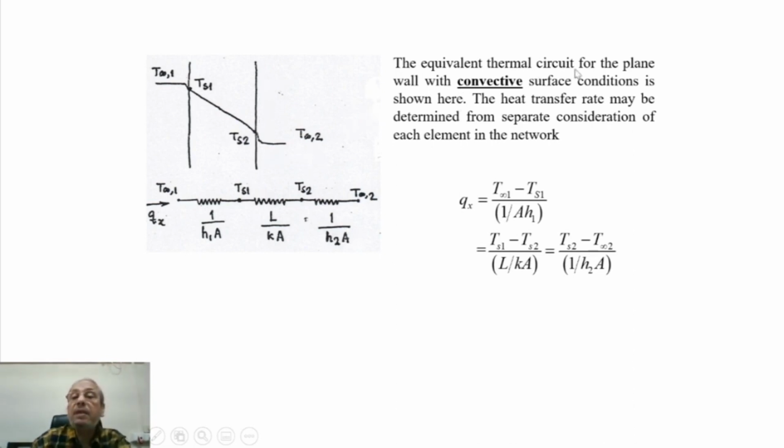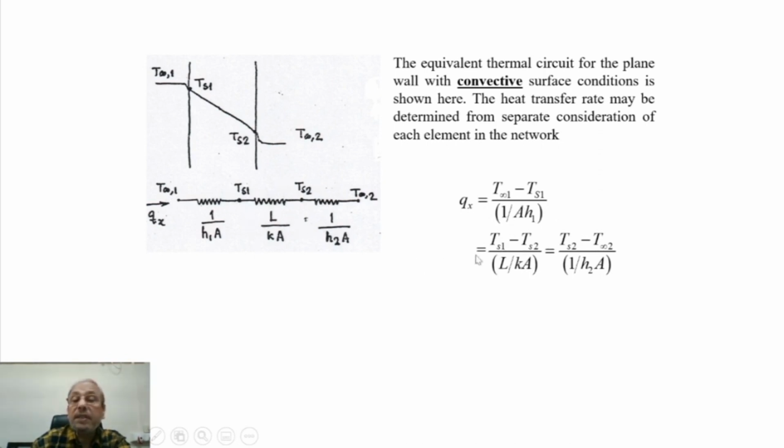The equivalent thermal circuit for the plane wall with convective surface conditions is shown here. The heat transfer rate may be determined from separate consideration of each element in the network. So Qx can be written as T infinity 1 minus Ts1 divided by 1 by Ah1, as we said. This is between T infinity 1 and Ts1. This is the resistance. This is equal to Ts1 minus Ts2.